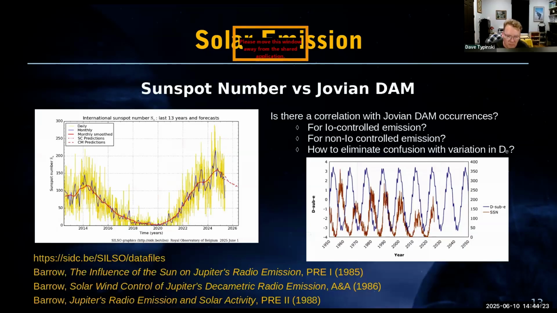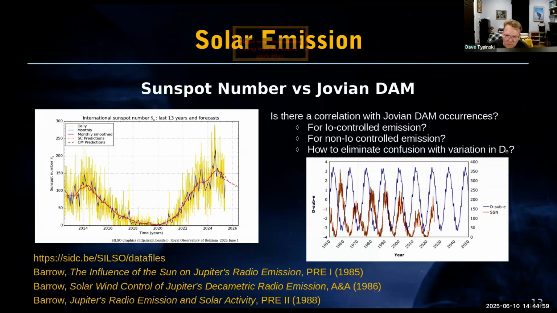One thing I haven't attacked yet, and this would be some low-hanging fruit for somebody, is sunspot number versus Jovian DAM, or solar activity versus Jovian DAM, or solar wind, or anything. If you look at the references at the bottom there, this stuff was looked at for about 30 years since the discovery of Jovian DAM in the mid-50s. But really, for the last 40 years, I'm not aware of anybody having done anything with it. I think they just took Barrow's work and said, okay, this is what it is.